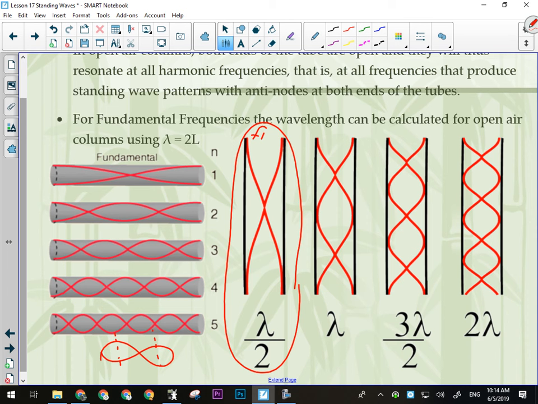So at the fundamental frequency, there's half a wavelength in the tube, which is why the formula for open air columns, which you will need to add to your formula sheet if you still have your original one, is lambda equals 2L, because there's half a wavelength in there instead of a quarter like there was for the closed air column.